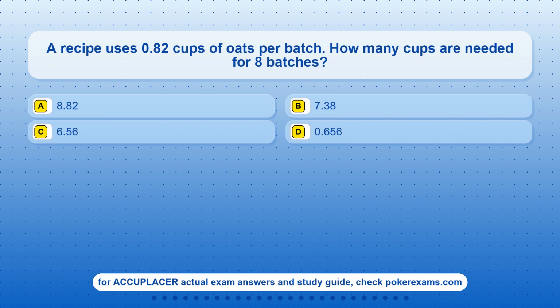Question 15. A recipe uses 0.82 cups of oats per batch. How many cups are needed for 8 batches? Option A, 8.82. Option B, 7.38. Option C, 6.56. Option D, 0.656.